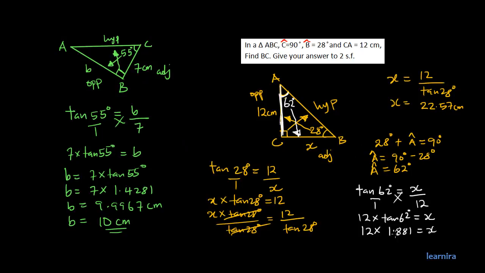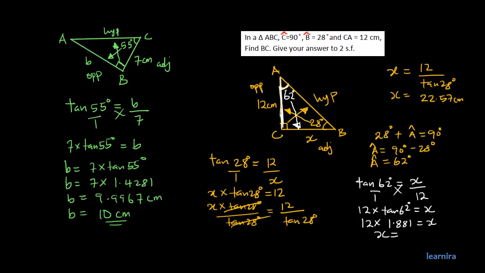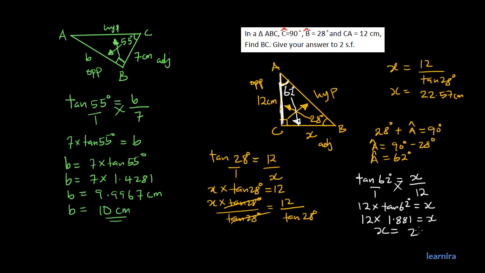Now, multiplying these two numbers is quite simple compared to dividing 12 by tan 28 degrees. So by the time we multiply this, we'll still get x as 22.57 centimeters, still the same thing. So to avoid dividing by the tangent of an angle, like in this case, what you just need to do is to find the complement of the angle and use its tangent.